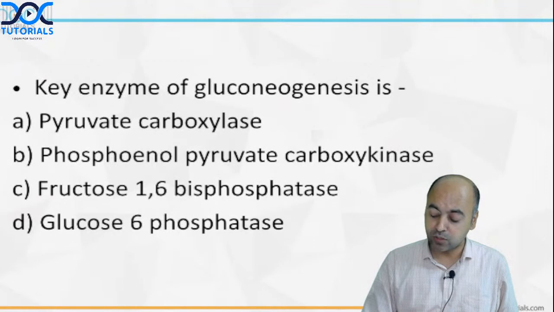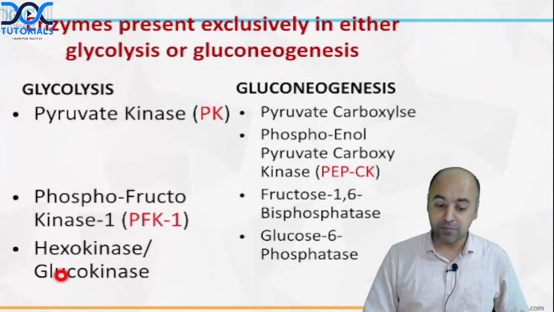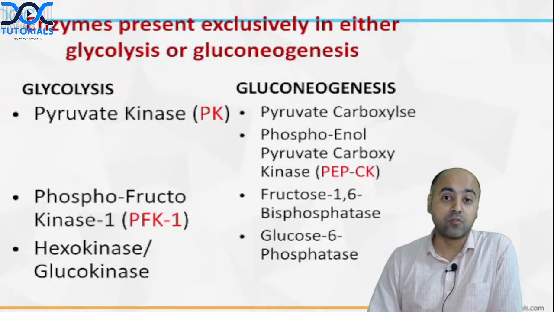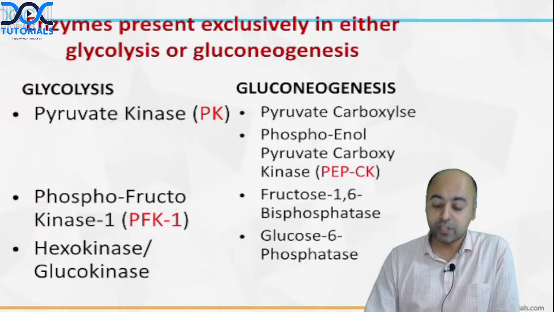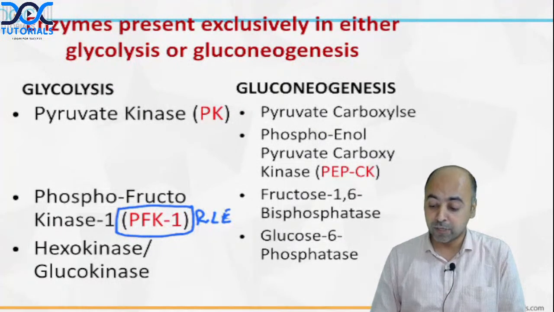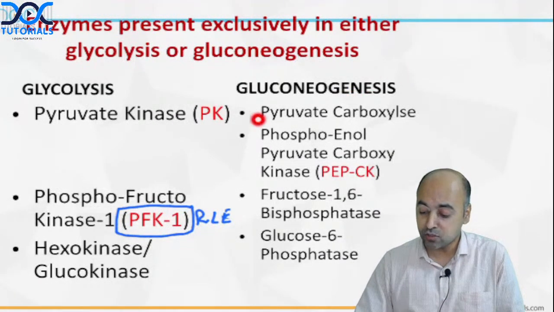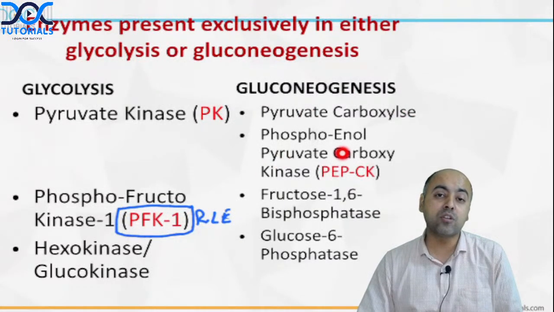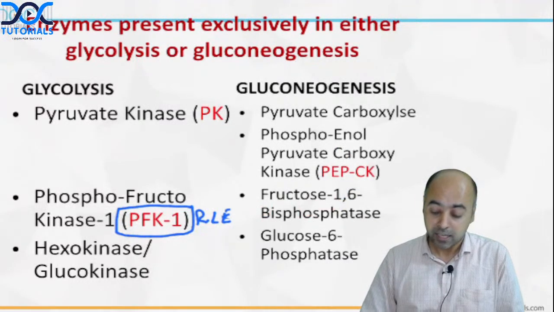So let us quickly take a look at the enzymes. For glycolysis, there are three enzymes which catalyze the irreversible reactions: hexokinase or glucokinase, PFK1 and pyruvate kinase, wherein PFK1 is the most important rate limiting enzyme, right? On the other hand, in gluconeogenesis, the action of pyruvate kinase is bypassed using pyruvate carboxylase and PEPCK, phosphoenolpyruvate carboxykinase. The PFK1 action is bypassed by fructose 1,6-bisphosphatase, and the action of hexokinase is bypassed by glucose 6-phosphatase.